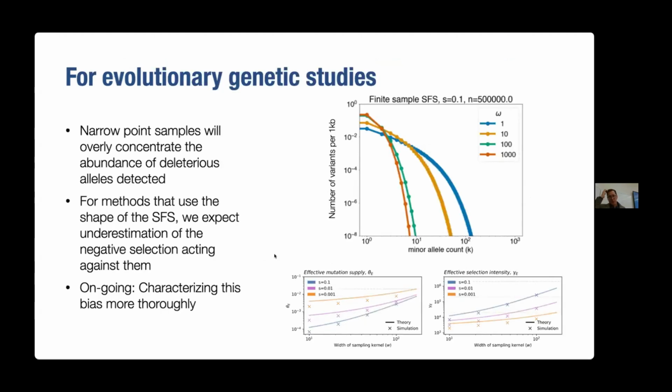I should finish up. There's another dimension of this, which is for evolutionary genetic studies. Evolutionary geneticists actually use the observation of how this shape looks, where the frequency spectra break in terms of dropping off, as a representation of how deleterious variants are, to infer how deleterious they are. But here what we see is where it breaks is strongly dependent on how you sample.